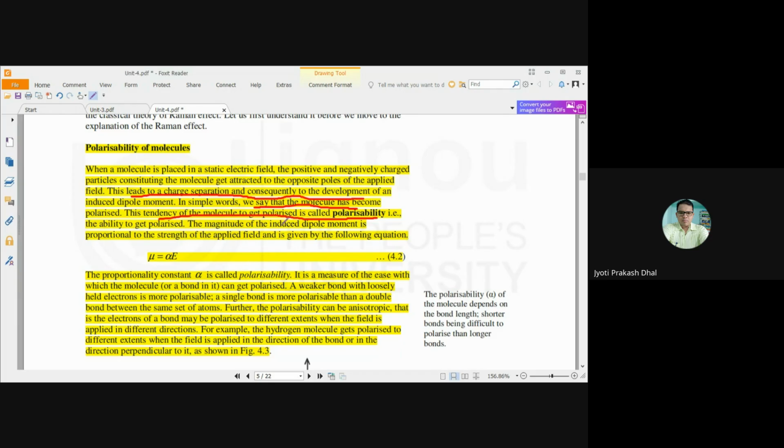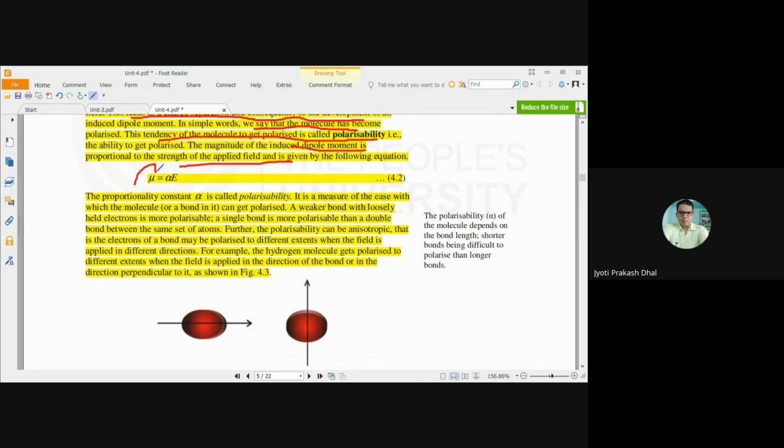The magnitude of the induced dipole moment is proportional to the strength of the applied field. Here, the magnitude of the induced dipole moment mu is proportional to the strength of the applied field E. So mu is directly proportional to E, or we can say mu equals some constant alpha times E, where alpha, the proportionality constant, is called polarizability. It is the measure of the ease with which the molecule can get polarized.